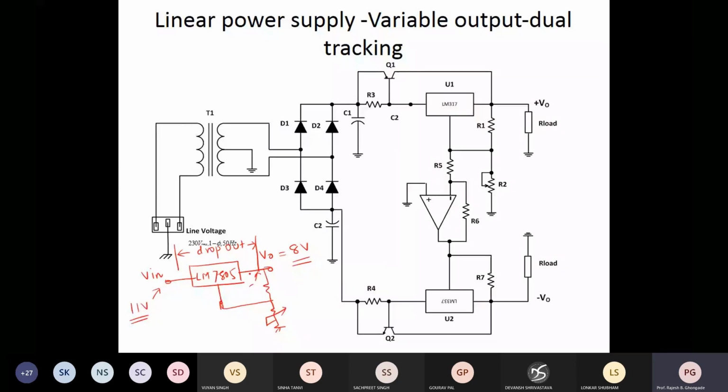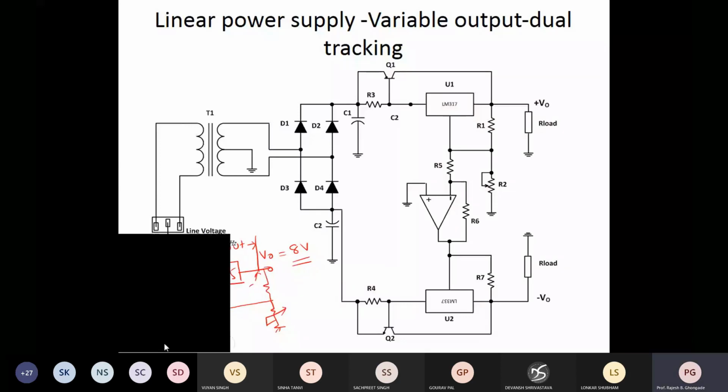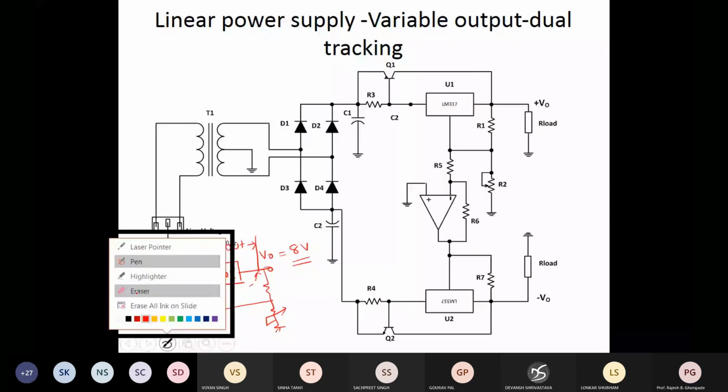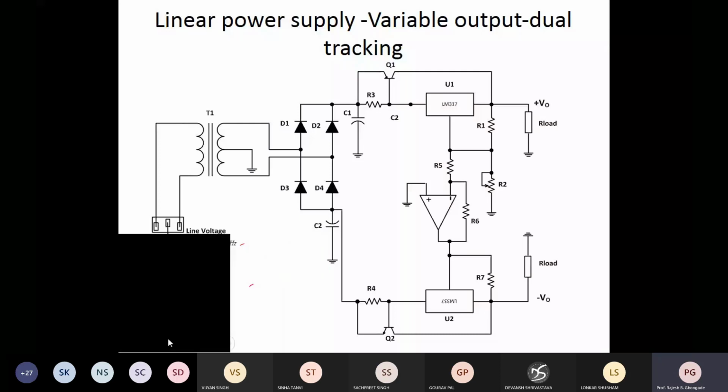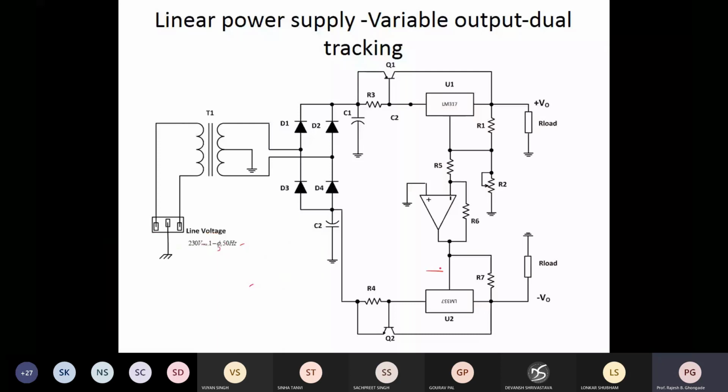Anyways, this was for the fixed terminal regulators, but for variable, the interesting thing is that once you change the voltage at the adjustment terminal, this terminal is called the ADJ terminal. So we are just manipulating that. Now, okay, what do you mean by dual tracking?